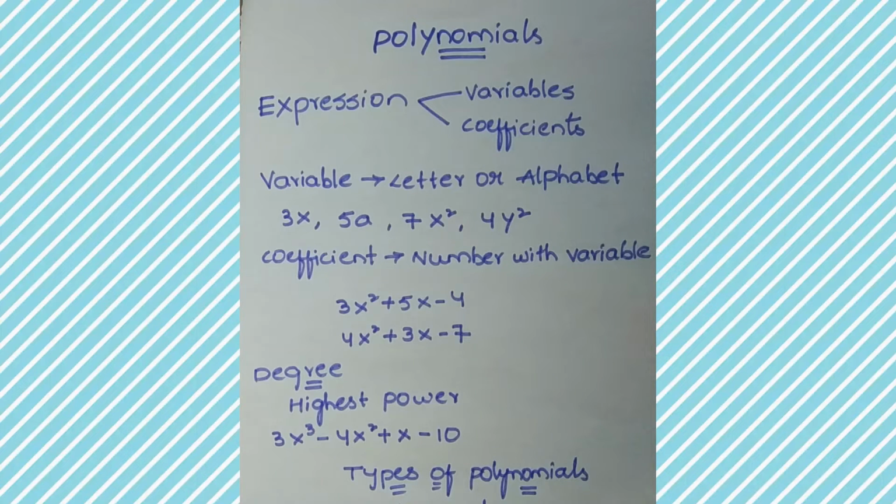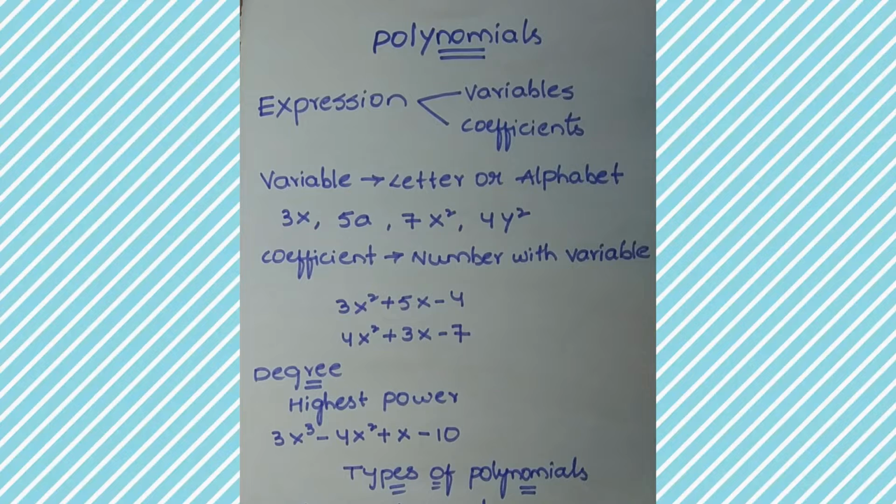Hello friends, in this video we will learn about polynomials. What is a polynomial? A polynomial is nothing but an expression which consists of variables and coefficients. What is a variable? A variable is a letter or an alphabet.